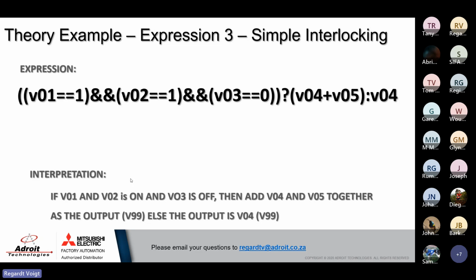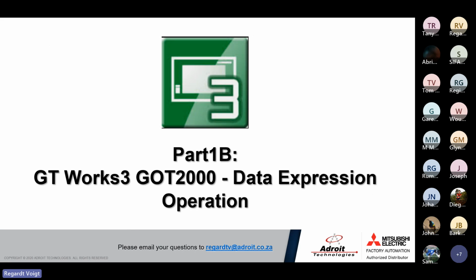So let's interpret this equation. If your value in VO1 is 1, and your value in VO2 is 1, and your value in VO3 is off, then your output will be the addition of VO4 and VO5. Otherwise, it will only be VO4. So that is the interpretation of this interlocking expression. So as I mentioned, this will be a logical AND.